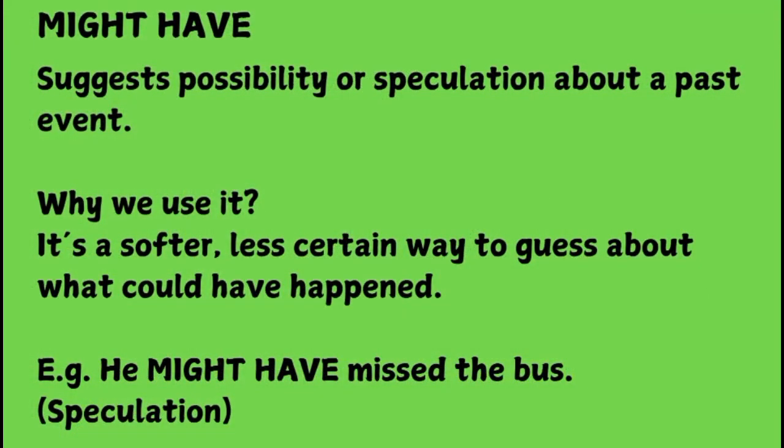Might have suggests possibility or speculation about a past event. Why we use it? It's a softer, less certain way to guess about what could have happened. For example, he might have missed the bus. It's a speculation.